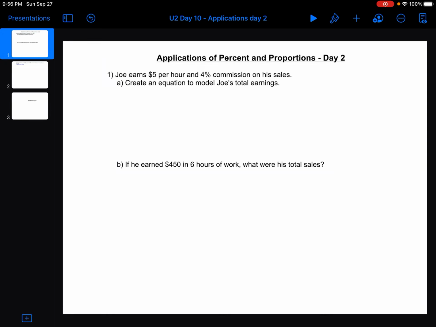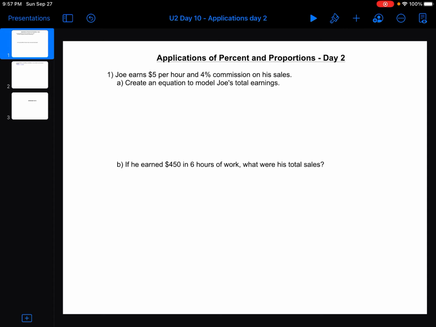All right, so looking at applications again, if we talk about something like earnings, where we're adding in multiple different things, like hours worked and commission, we're going to have to set up an equation. So create an equation to model Joe's earnings.